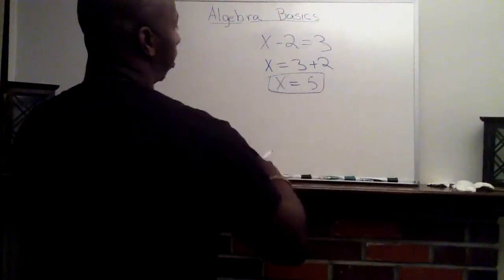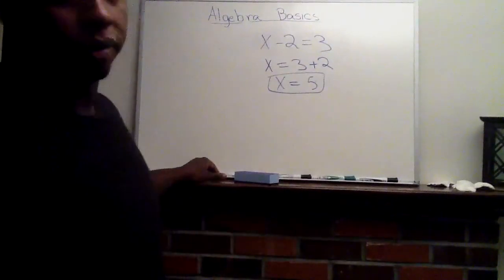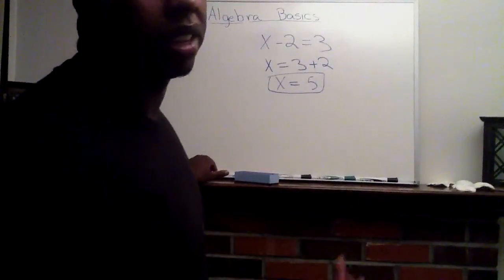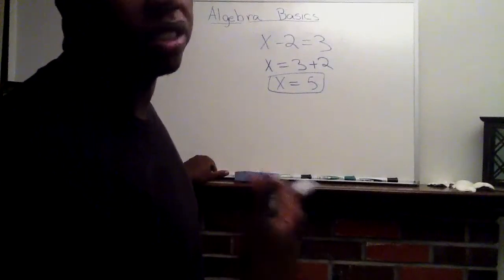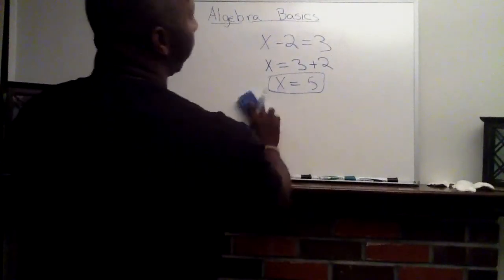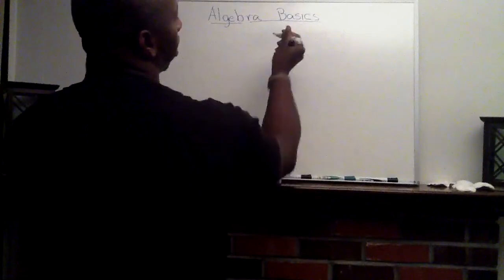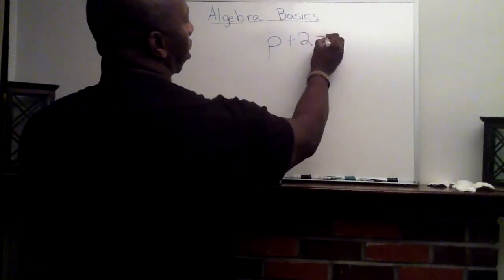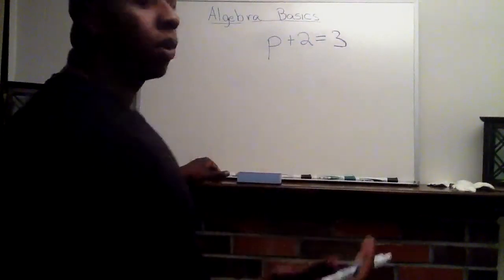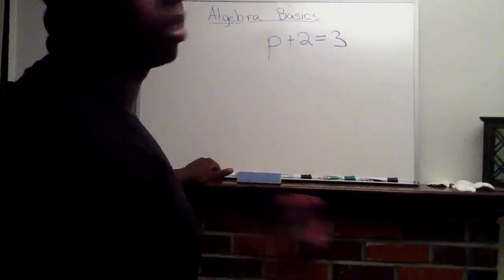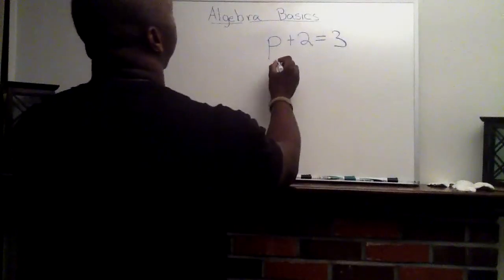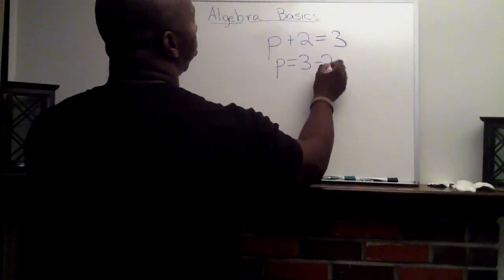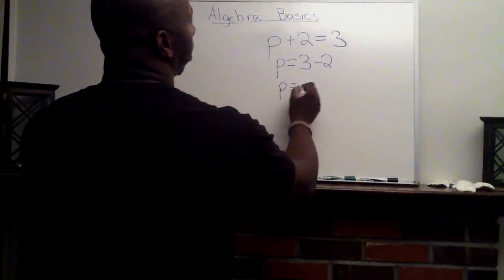That was simple. Alright? Now let's change the variable. Keep in mind, if a variable is changed, it doesn't make a difference. A variable is just the unknown. So say if you have P plus 2 equals 3. We're going to do the same thing. We're going to move the number to the other side and change the sign. P is equal to 3 minus 2. So P is equal to 1.